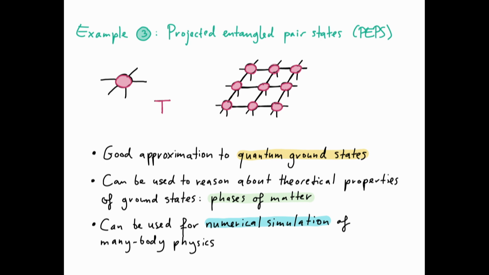On the other hand, you could also, for instance, do a variational optimization over this class of states and use that for numerical simulation, right? Because if you look at this object, it has a polynomial number of parameters, so it's reasonable to do a variational optimization over it.